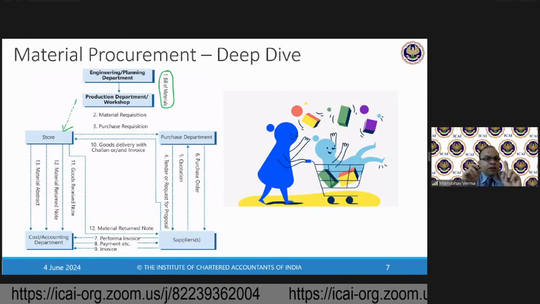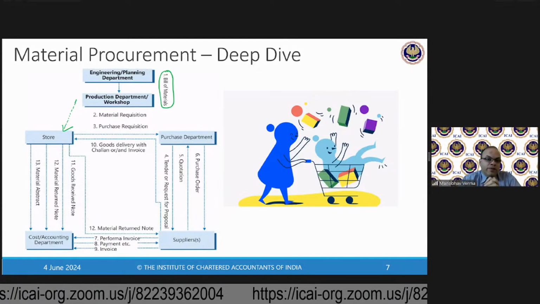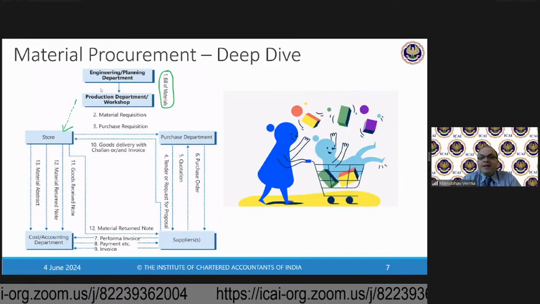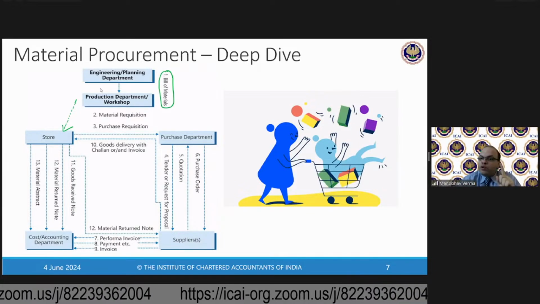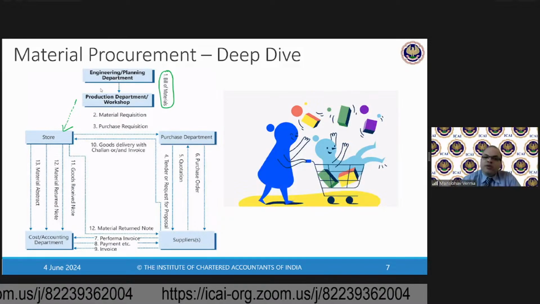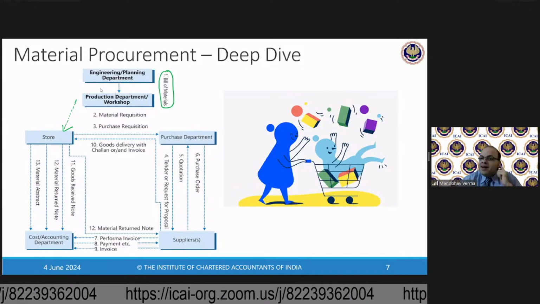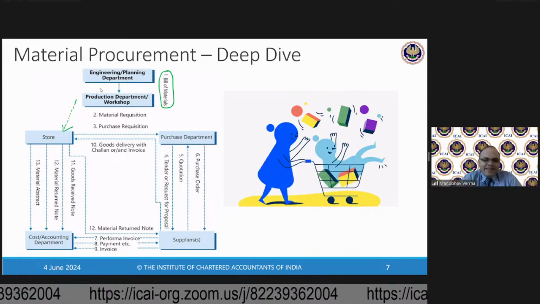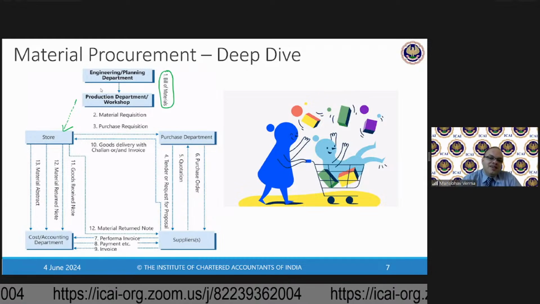Because remember, the keyword was control. The formal structure is the material requisition note, guys. A material requisition note is nothing but a kind of voucher of authority used to get the materials from the store. You don't want embezzlement or misplacement, theft, or anything else which can result in a financial loss.